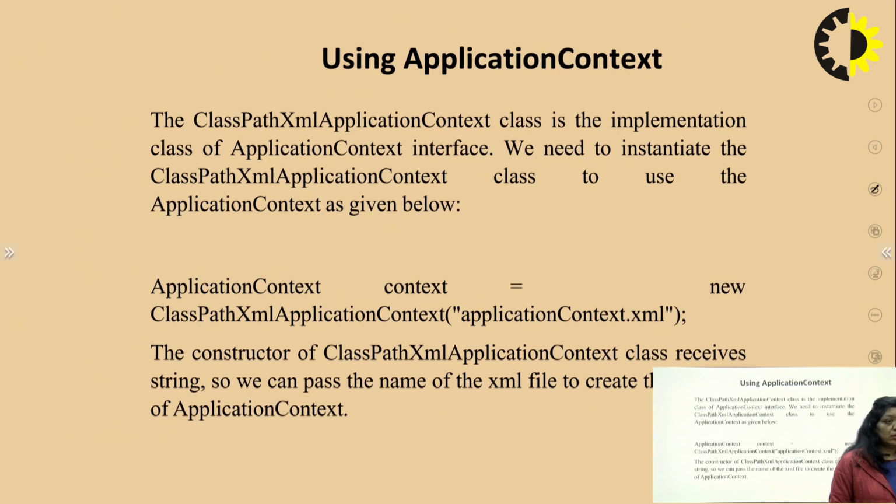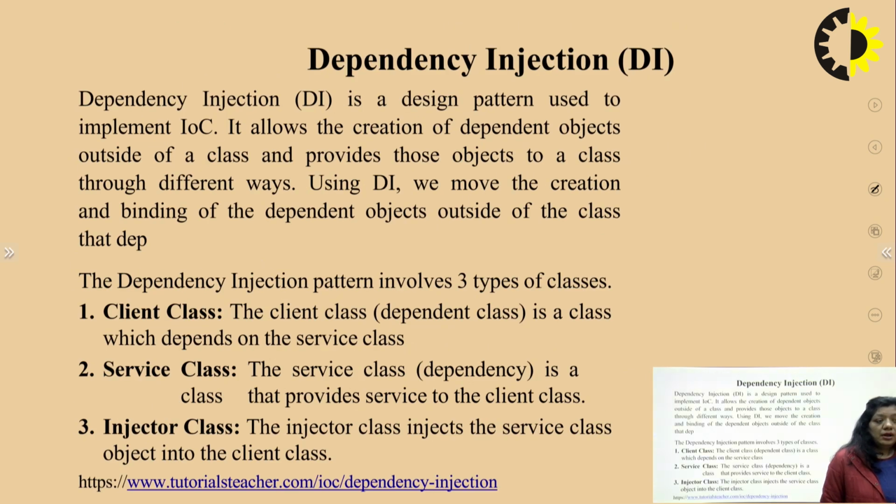Moving on to dependency injection. Now the question arises, what is dependency injection? Basically, dependency injection is a design pattern used to implement IOC. It allows the creation of dependent objects outside of a class and provides those objects to a class through different ways. Using dependency injection, we move the creation and binding of the dependent object outside of the class that depends on it.